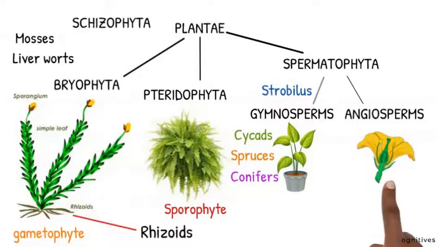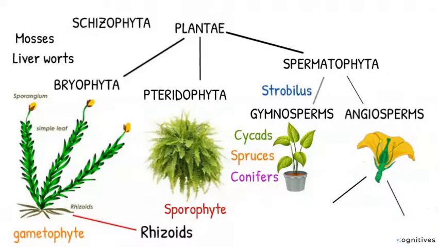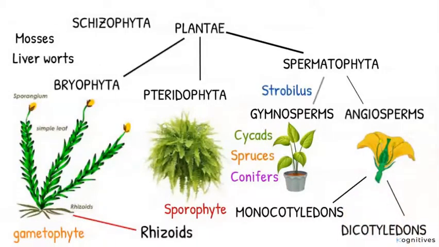They make up the largest group in the plant kingdom. Angiosperms can be further classified into monocotyledons with fibrous root system and dicotyledons with taproot systems. Further differences between monocotyledons and dicotyledons will be given.